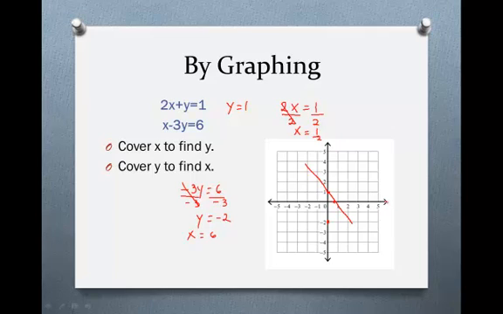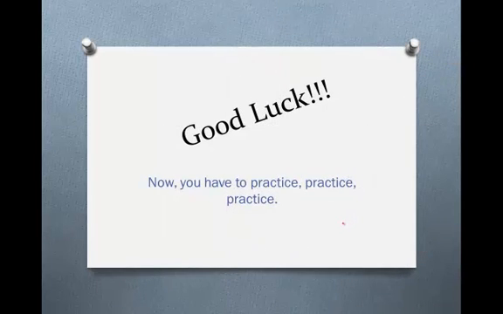X equals 6 is right outside my graph, and that is okay. All I have to do is connect these 2 points and find the intersection. The intersection is right here, and it's about x equals 2, y equals negative 1.5. Guessing or guesstimating for graphing is completely okay. And now, like we say in math, you have to practice, practice, practice.